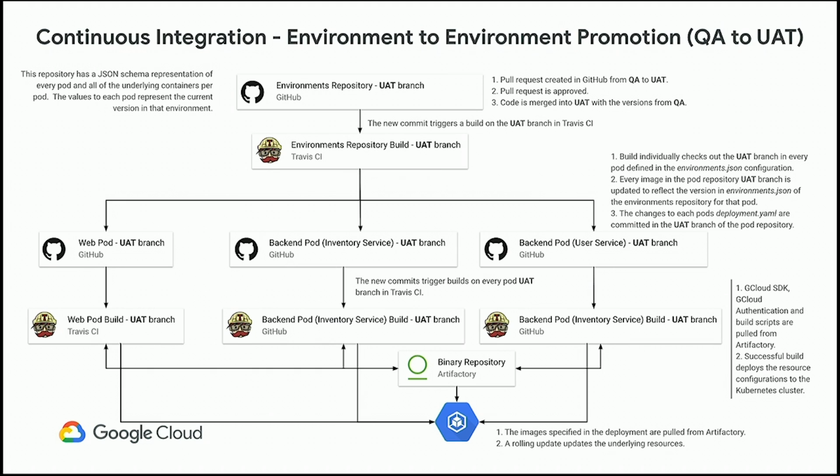Then in Travis, it checks out the UAT branch in every pod defined based on that environment JSON configuration I mentioned. Every image in the pod repository UAT branch is then updated to reflect the version that was mentioned in that JSON config for the requisite version of that pod. The changes to each pod's deployment YAML are then committed to the UAT branch of that repository. So it orchestrates those changes across all of the different repositories for each service.